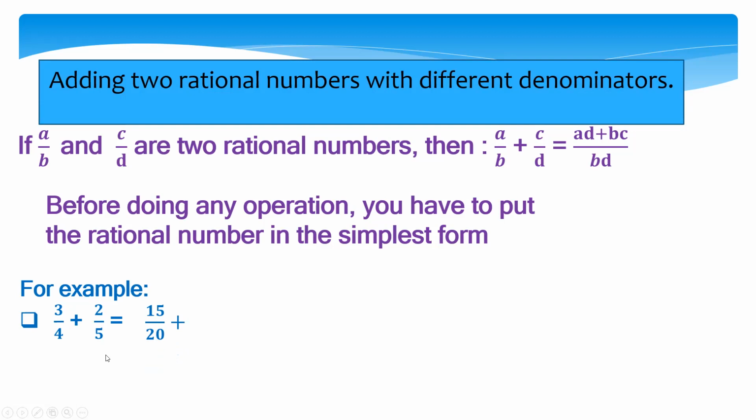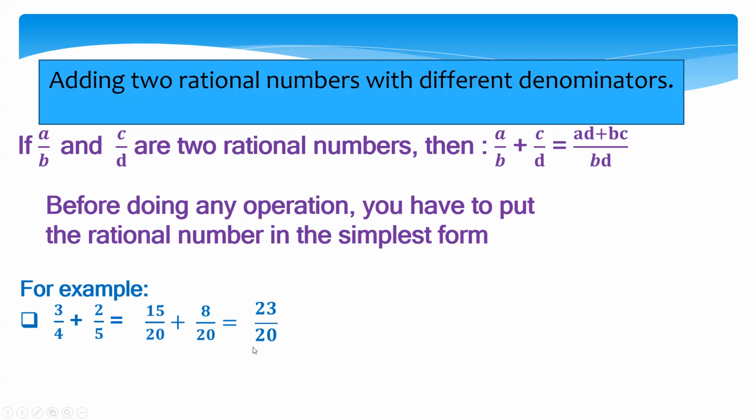And make cross multiplication. 5 multiplied by 3 will be 15. And 4 multiplied by 2 will be 8. 15 over 20 plus 8 over 20. It means they have the same denominator. Keep 20 and add 15 plus 8, which will be 23.